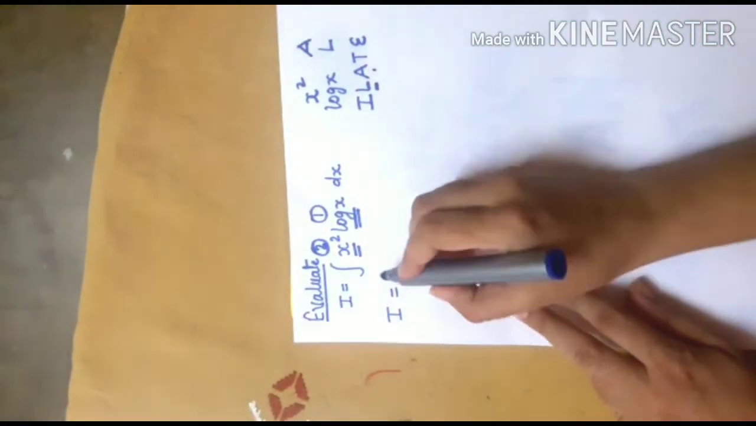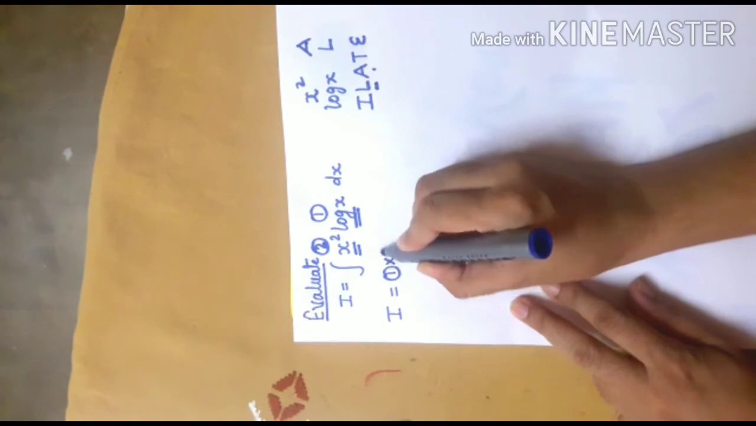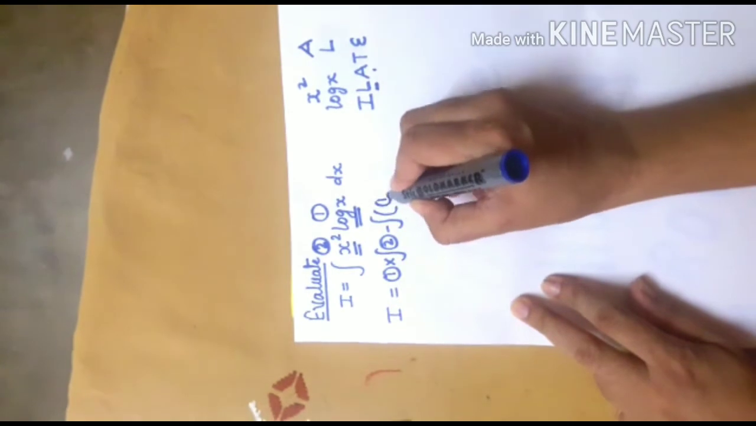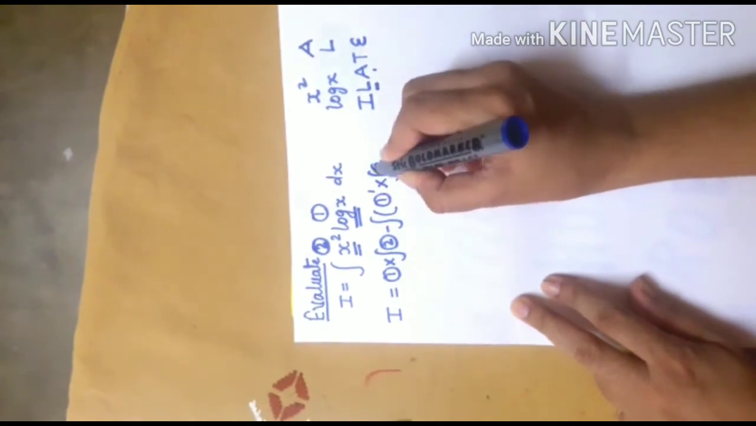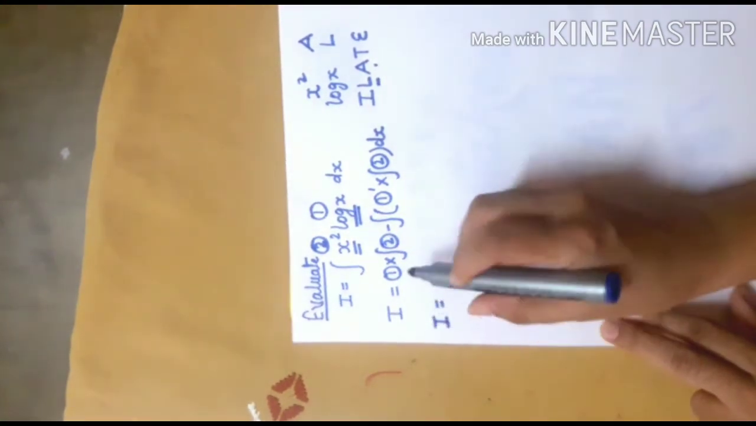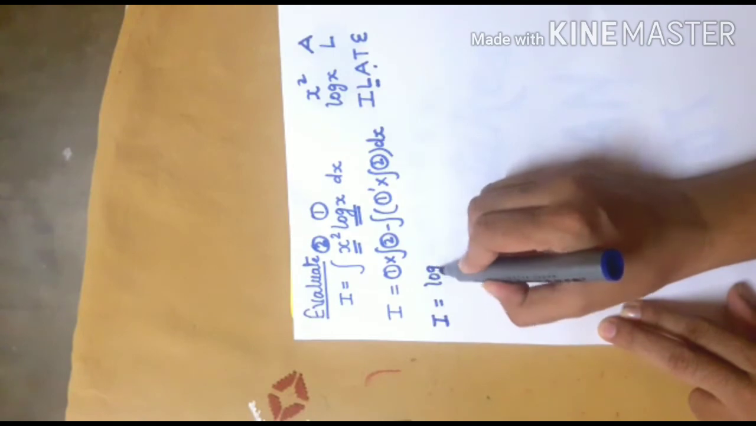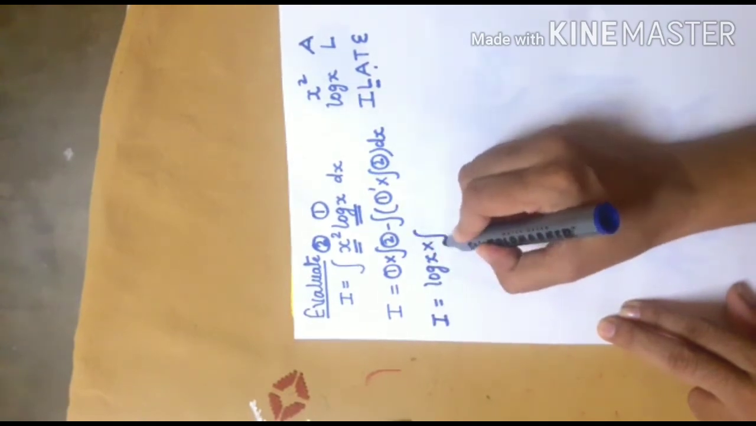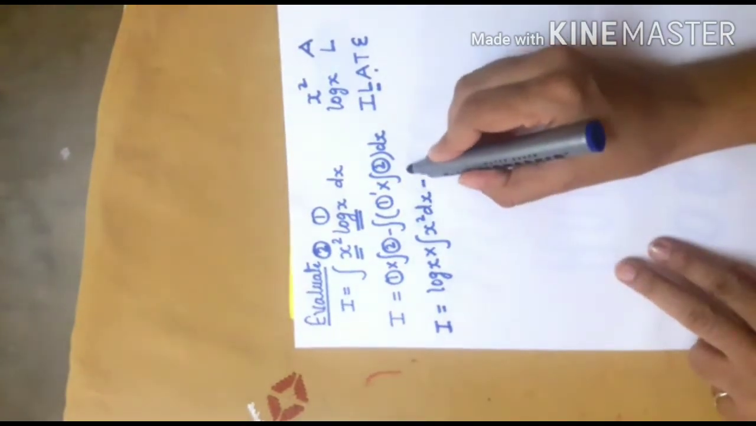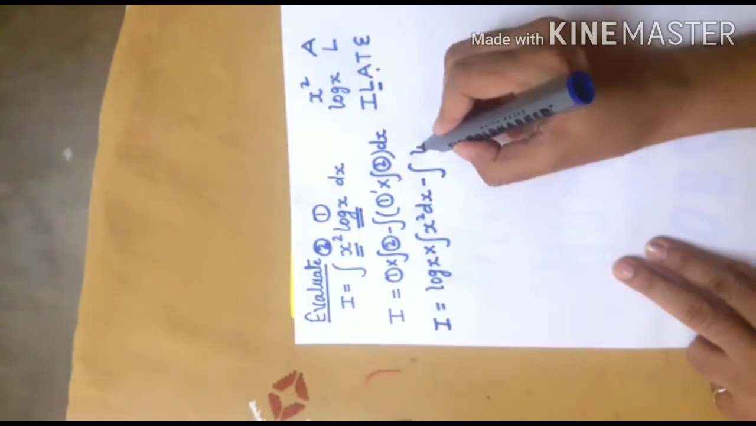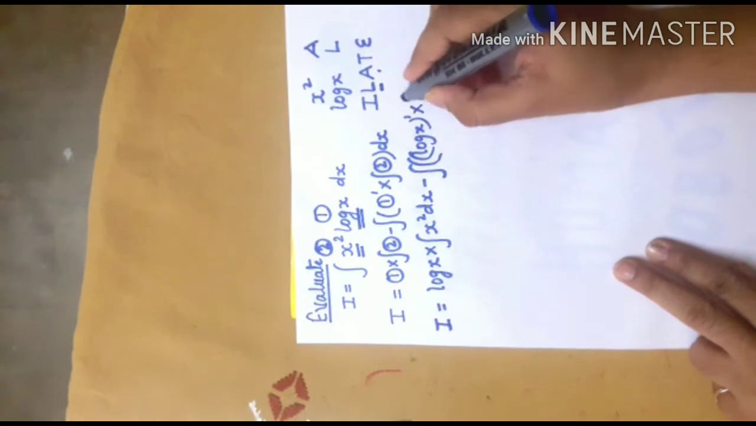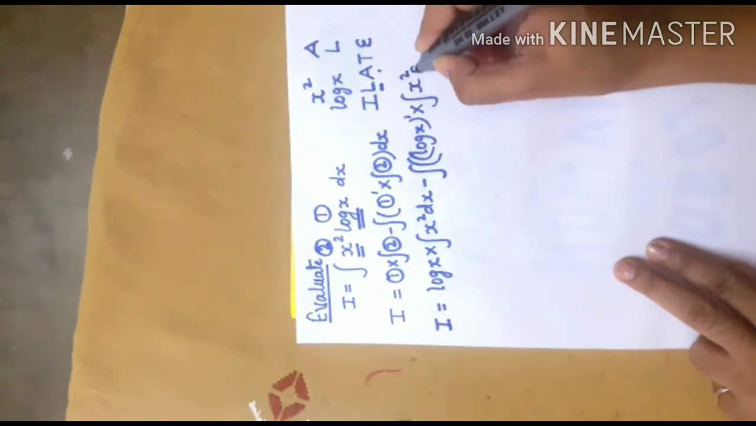Now I apply integration by parts, which is first into integral of second minus integral derivative of first into integral of second. Right? Now let's substitute the values. First function, that is log x, into integral of second, that is integral of x square, minus integral derivative of first function, that is derivative of log x, into integral of second, that is integral of x square.